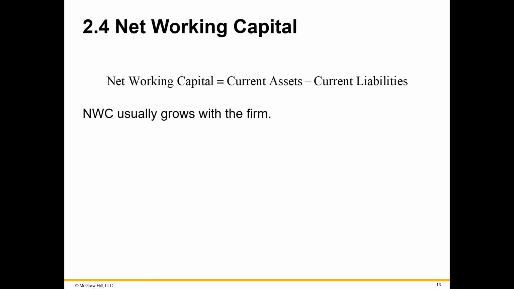Net working capital. You may have seen this before. We're going to review it because we're going to be using this later on. Net working capital is as simple as you take your current assets minus your current liabilities. You want this number to be positive.